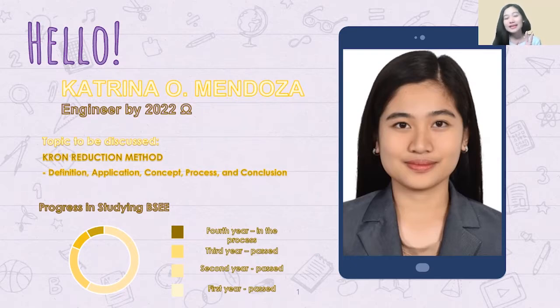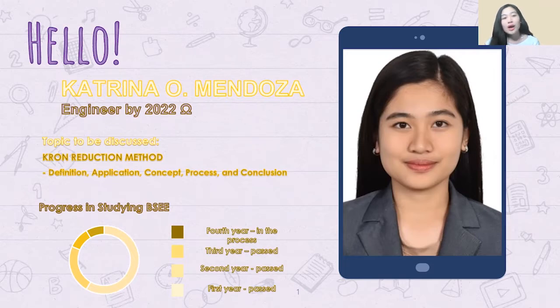So this is our second lesson in this semester, and if you haven't checked my first topic yet, which is the Y-Bus admittance matrix, you better check it out because our topic for today is going to be connected to the Y-Bus admittance matrix, and we are just simply going to reduce the matrix through the method we call the Kron reduction method. So we are going to tackle a lot, and I hope you are ready.